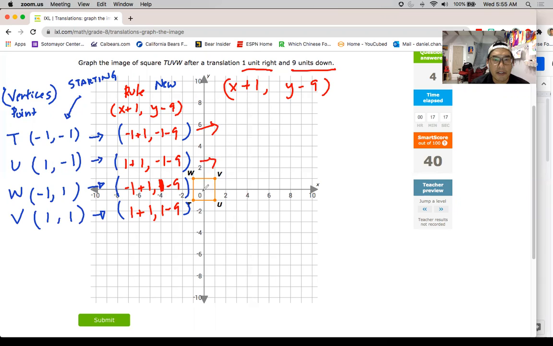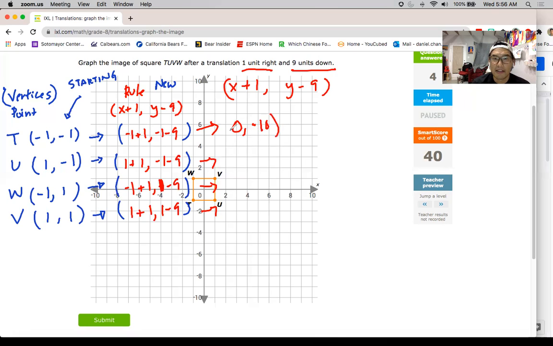my final coordinates. -1 plus 1, that's just 0. -1 minus 9, if I am subtracting from negative numbers, I'm actually going to add them and keep the negative sign. It's -10. 1 plus 1 is 2. -1 minus 9 is -10. -1 plus 1 is 0. 1 minus 9 is -8. And 1 plus 1 is 2. 1 minus 9 is -8. And there are my 4 new coordinates.